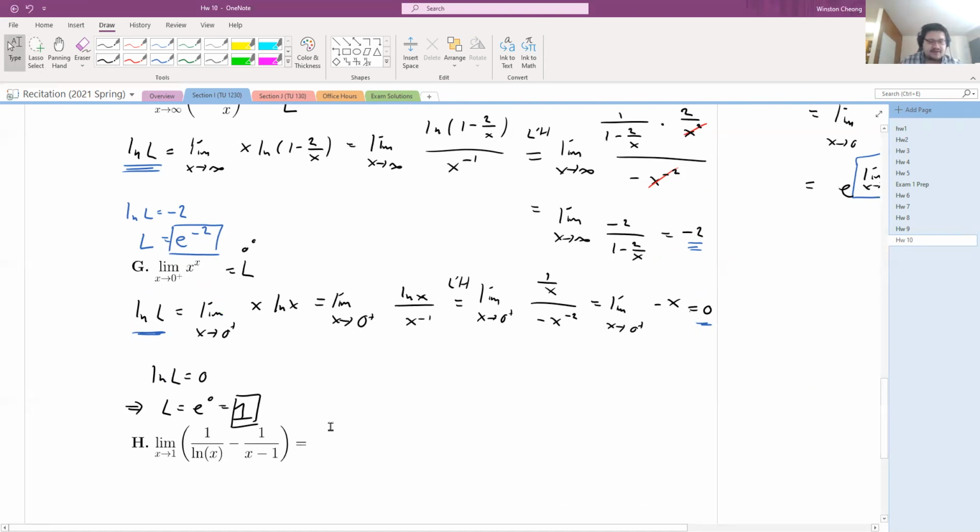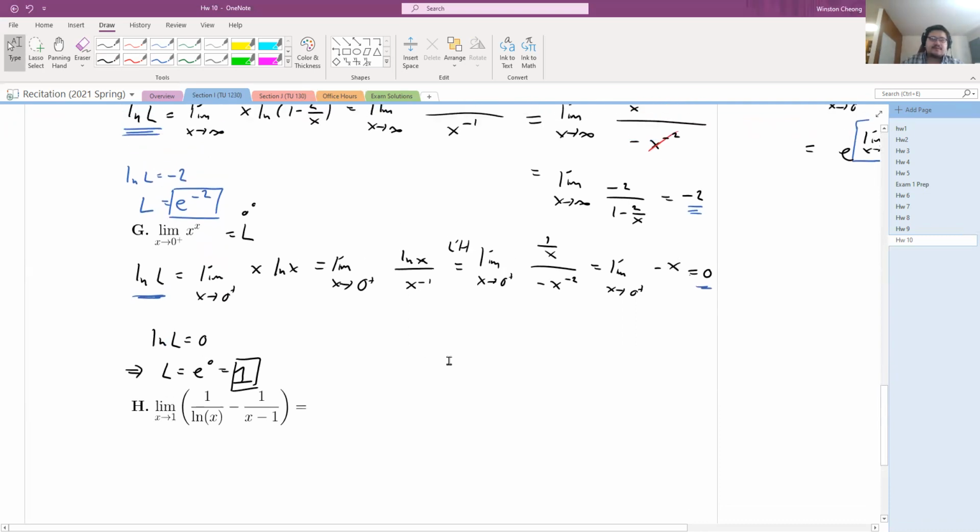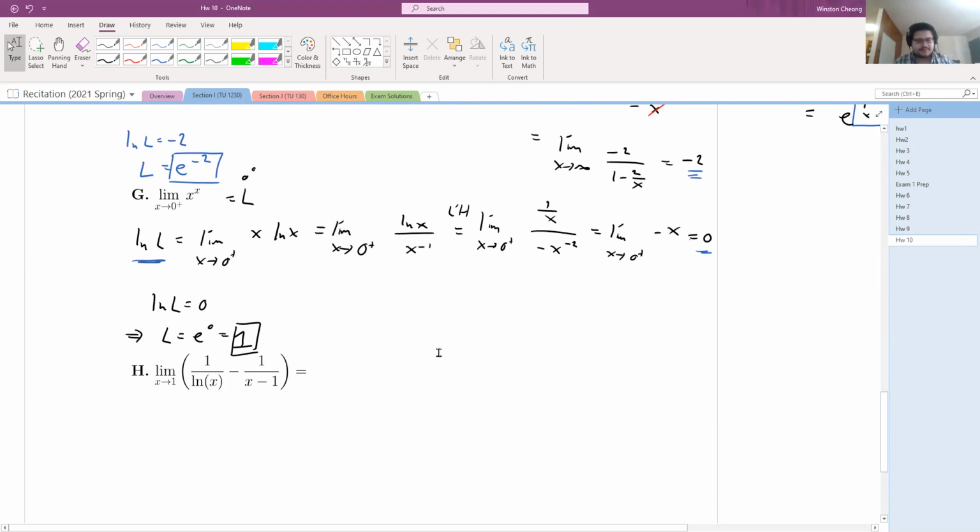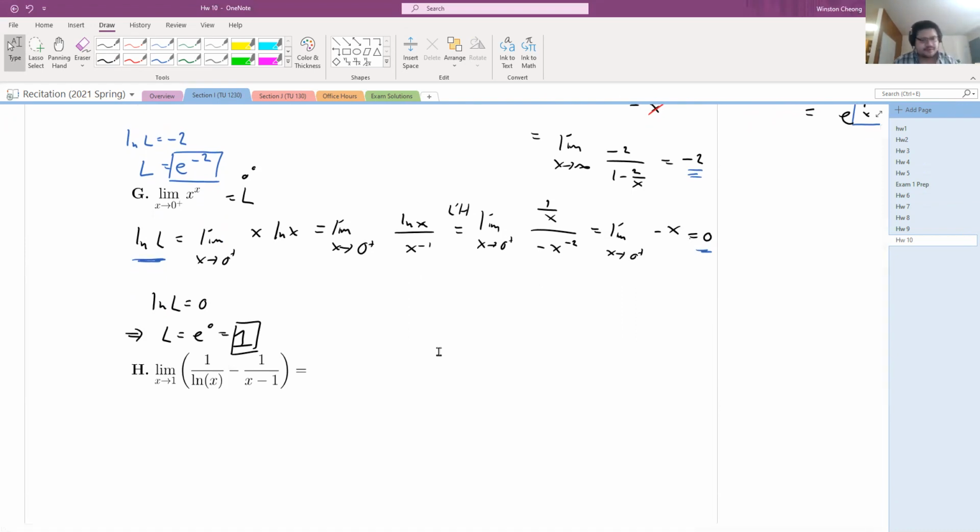Okay. All right. So hopefully that's fine. Everyone is following. Last one we've got is h. So h, I think, is also slightly messy algebraically, just a little bit. But it's also interesting in that regard, because this is actually one of the more challenging versions that I've seen.